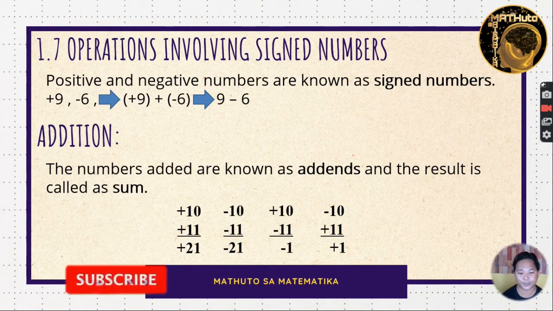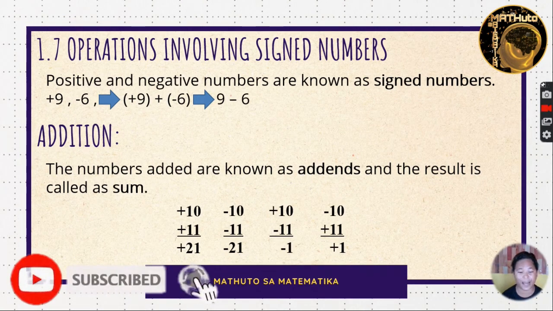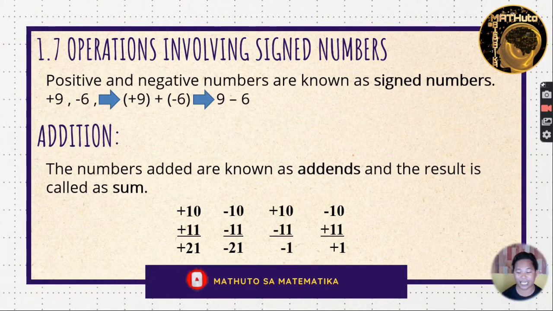If we are going to have two positive integers or positive numbers, the result is positive. So, if we add positive 10 plus positive 11, the result is positive 21. If we add both negative numbers, negative 10 plus negative 11, we have negative 21. So we add the two numbers and copy the sign, which is negative.